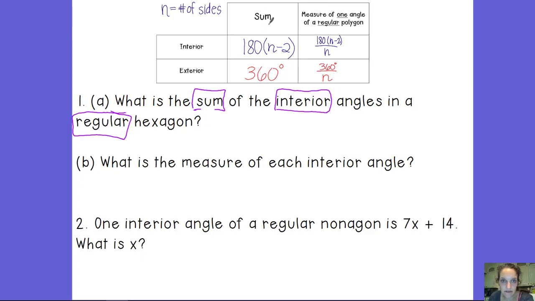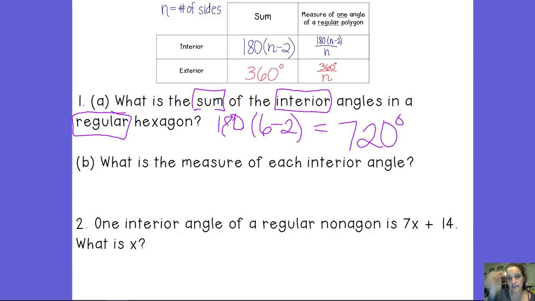So we are trying to find the sum of the interior angles. With this formula, 180 times n minus 2, it doesn't actually matter whether it's regular or irregular. I'm just going to do 180 times the number of sides, which is 6, minus 2. 180 times 4 is 720. That's the total number of degrees of all the angles in a regular hexagon.